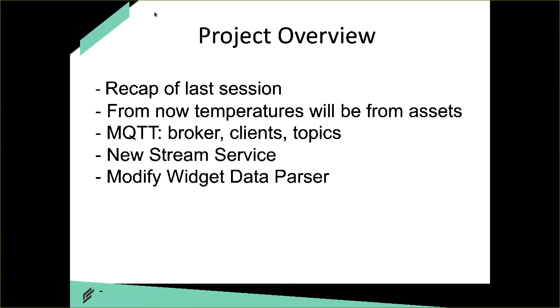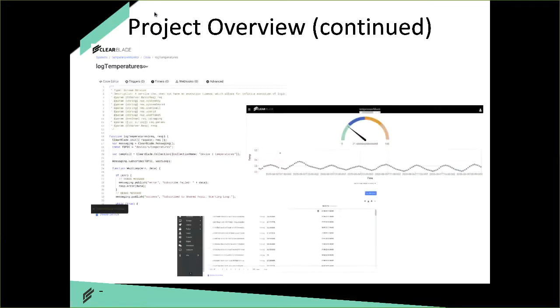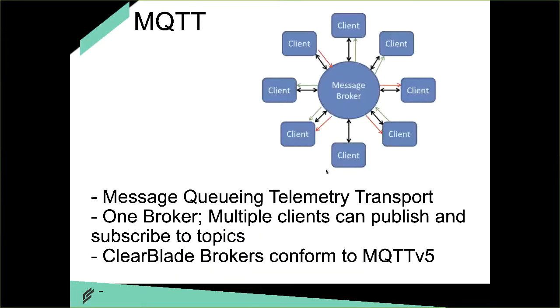Now, we're going to need to modify the widget parser, the code that sits behind our widget, because there's a limitation in it that you'll see as we continue. So at the end of today, we will have built a stream service that writes to our collection and updates our widget. Here's MQTT in a snapshot, central broker, clients that publish and subscribe.